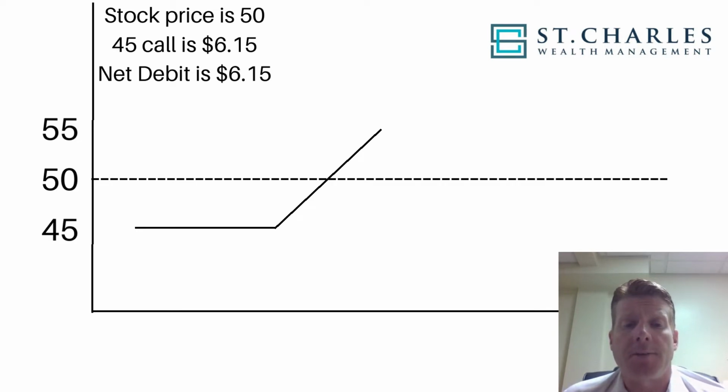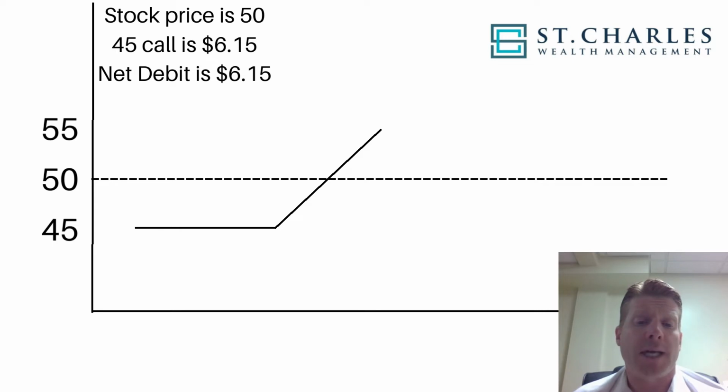In this illustration, you can see that the stock price is at $50 per share. And let's say that we're bullish on this and we want to buy an in-the-money call option. We want to buy the 45 call for this stock. The cost for that 45 call is $6.15.